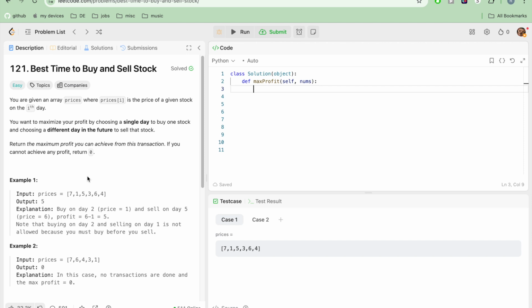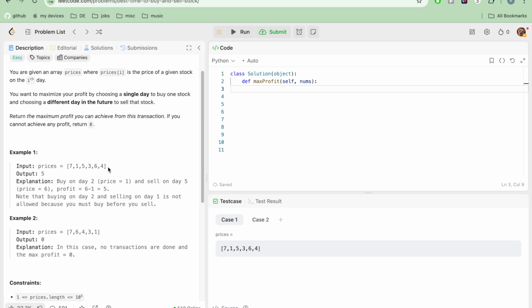Today I'm going to work on question number 121 from LeetCode. This question is about finding out the best time to buy and sell the stock. We are given one array which has the price of one stock over multiple days. Suppose this is the price $7 on day 0, this is the price on day 1, and this is the price on day 2.